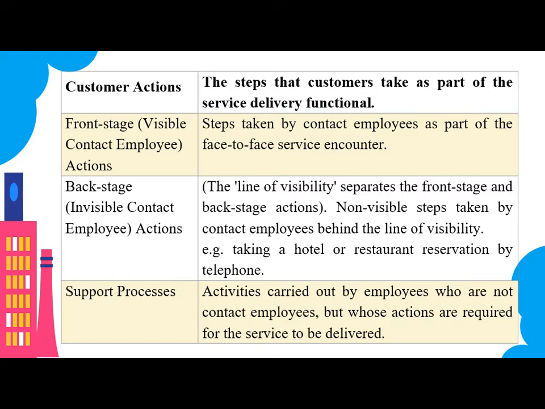Next point is backstage actions. These backstage actions are invisible contact employee actions. The line of visibility separates the front stage and backstage actions. These are non-visible steps taken by the contact employee behind the line of visibility. Example, taking a hotel or restaurant reservation by telephone. Next point is support processes. Support processes are activities carried out by employees who are not contact employees but whose actions are required for the service to be delivered.